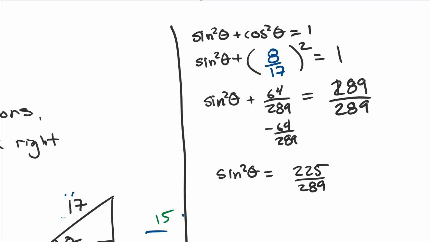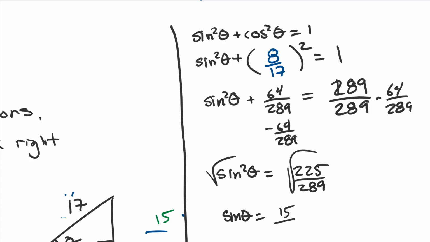So it's actually looking more like this. All right, common denominator. You just do 289 minus 64. It's 225. You have that common denominator, 289. Hit it with a square root on both sides. Since we're dealing with a right triangle, everything is going to be positive, so we have no worries. The square root of 225 is 15. The square root of 289 is 17. And we went through and found sine.